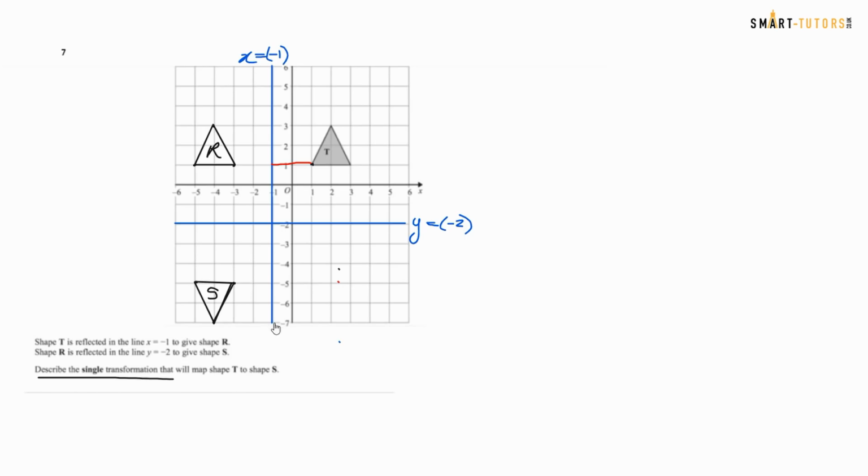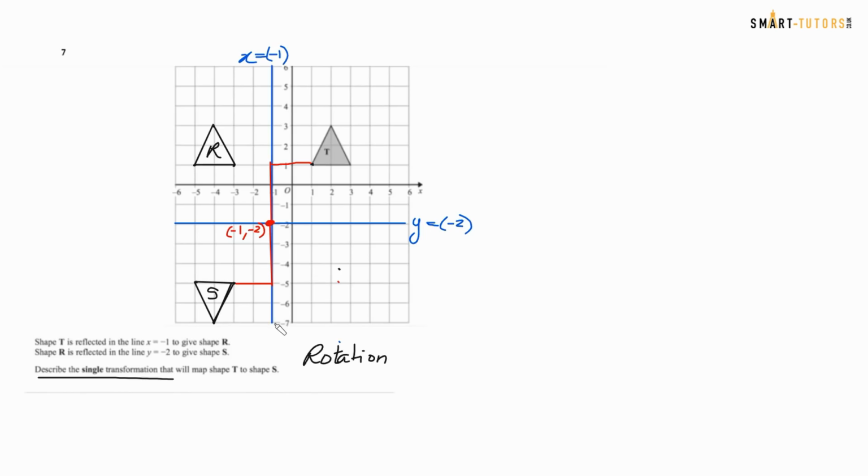But my biggest problem is the center of rotation. In order to find it, this is 2 and 3, I'm just checking this one. This is going to be 3 and 2. So the center of rotation is going to be the intersection point of the mirror lines. So this is going to be minus 1, minus 2. So the shape T is going to be matched by rotating 180 degrees anti-clockwise or clockwise to match shape S.